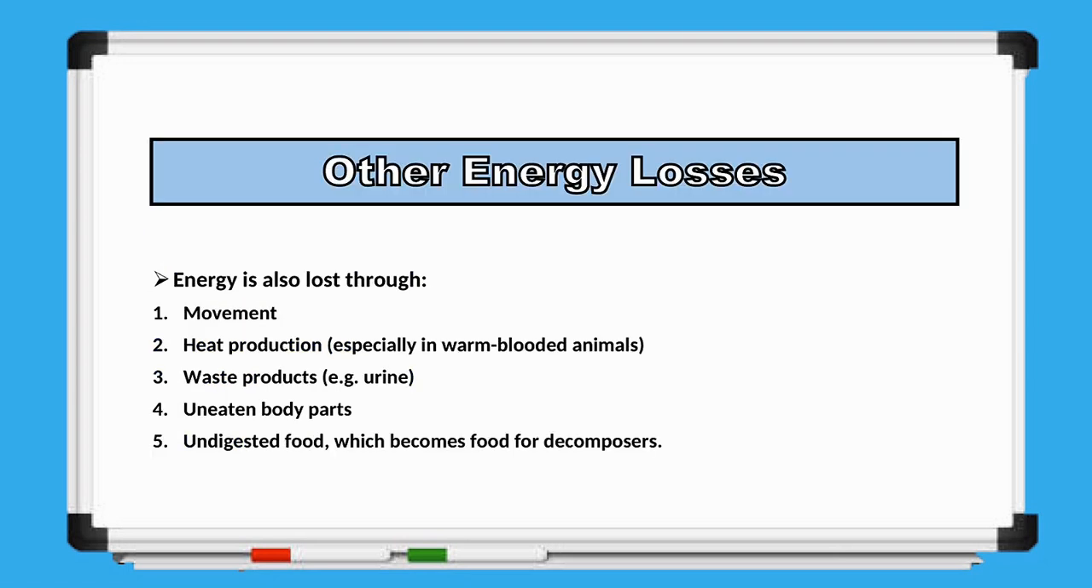Energy is also lost in several other ways. Organisms use energy for movement, heat production, especially in warm-blooded animals, and the production of waste products such as urine. In addition, uneaten body parts and undigested food are not transferred to the next consumer. Instead, these materials become food for decomposers, which recycle nutrients but do not recycle energy.